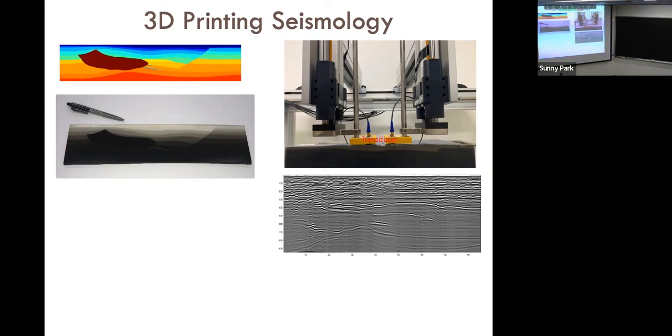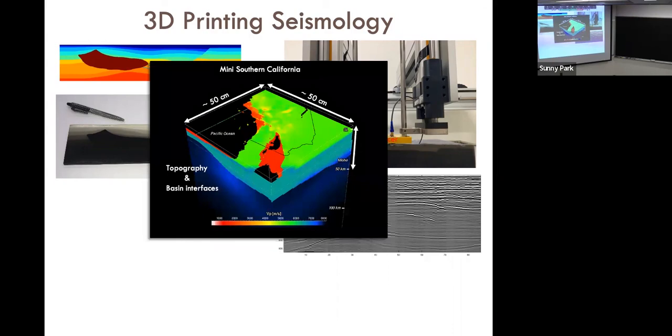This can be used to tackle difficult problems that are hard to do with conventional numerical studies. For example, you can think about the effect of topography on earthquake ground shaking, which is a really small-scale and difficult problem. Or basin interfaces that are complex in a 3D volume. How can we deal with that? That's another problem we can try to tackle.